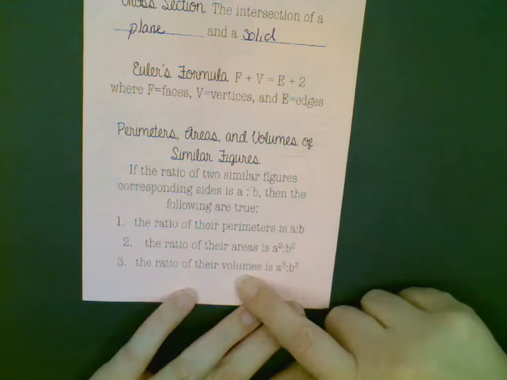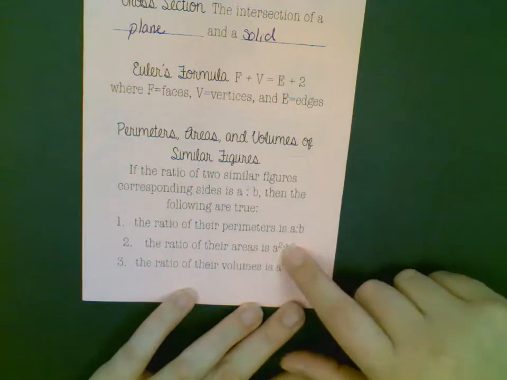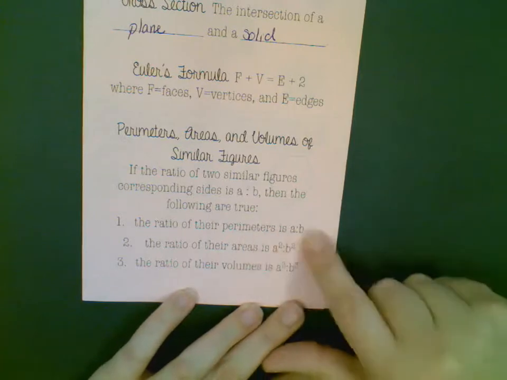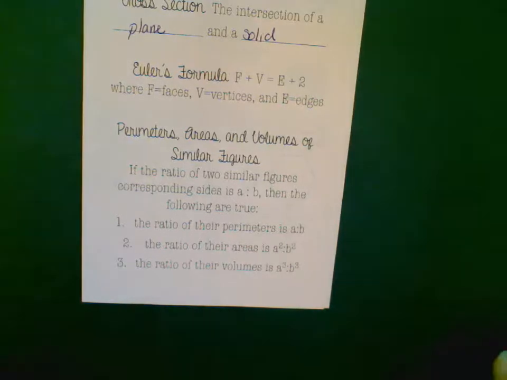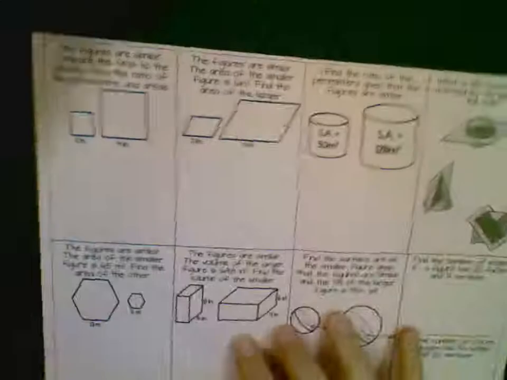So if you're doing volume, which is three-dimensional, we cube it. Area is two-dimensional, so we square it. And perimeter is just length, so it stays what it is. Okay, let's take a look at our examples and try to figure this out.